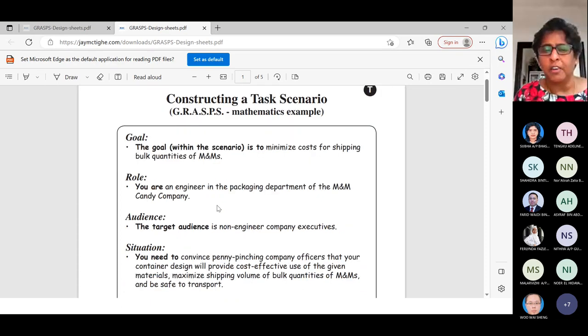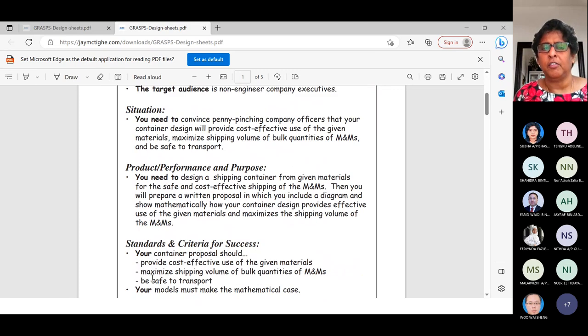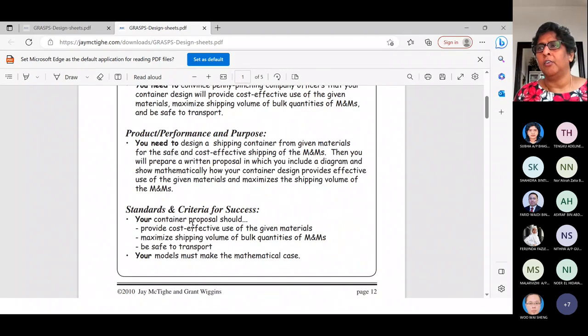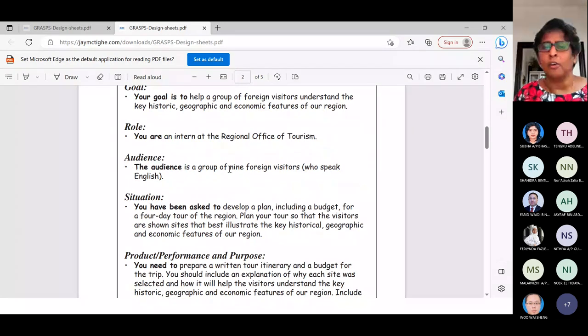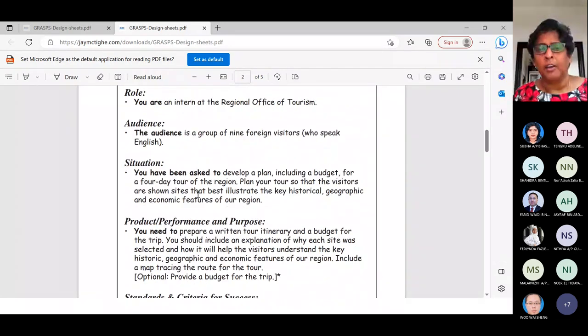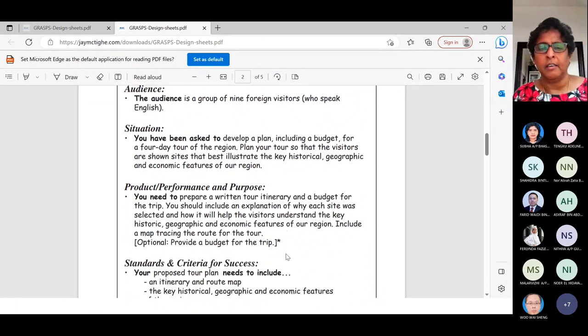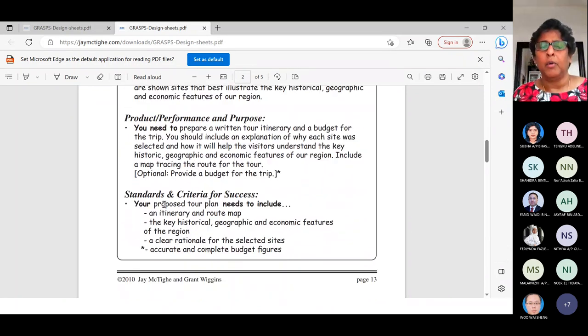Okay, so who's your audience? What is your situation? What is your product? What is your standard? So what you need your students to do in order for them to be successful. These are examples: you are the audience, a group of foreign visitors. What is the situation? What is the product? You need to do a tour itinerary, and so on. What you need to include, all these things you need to include. So if you want your work to be successful, these are the things you need to include.